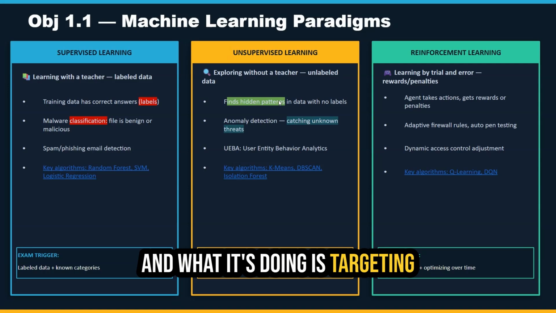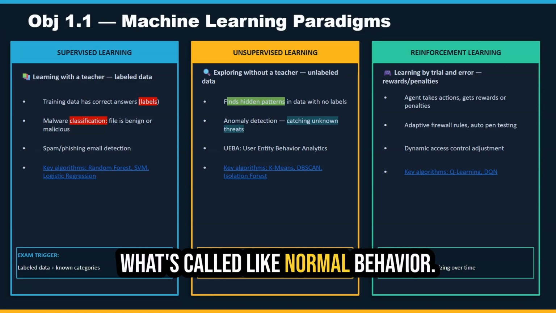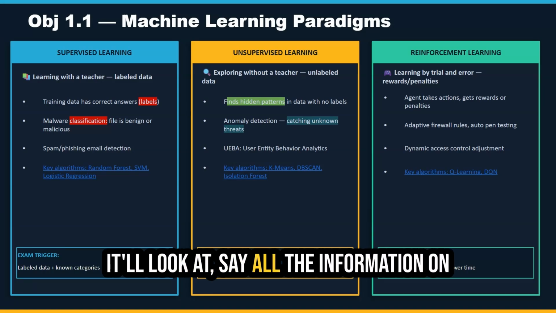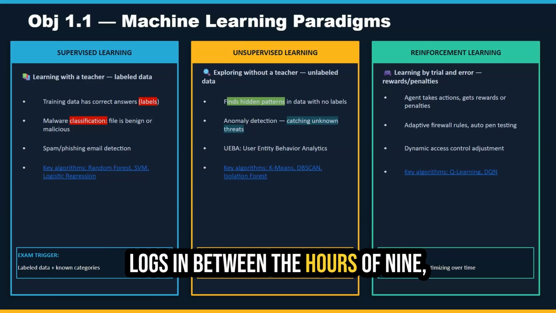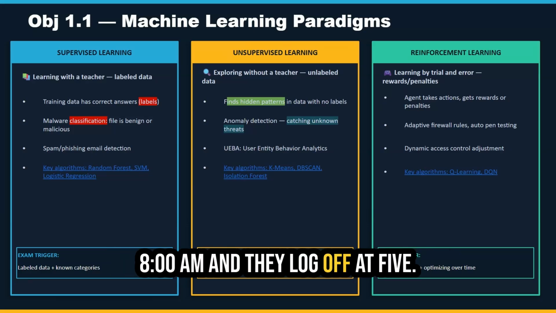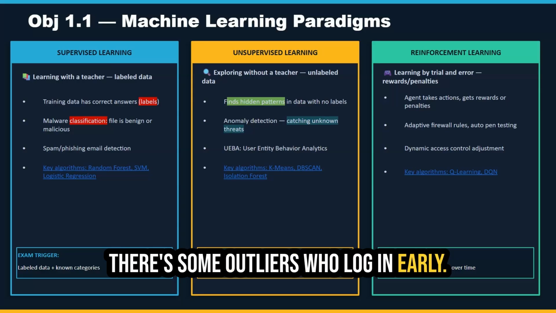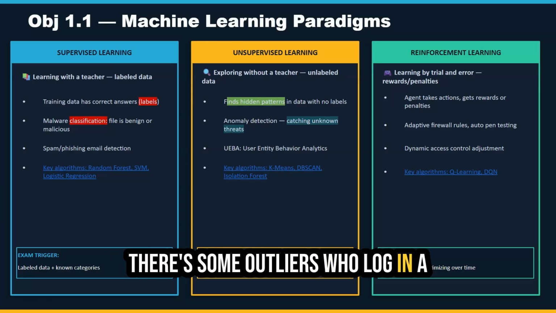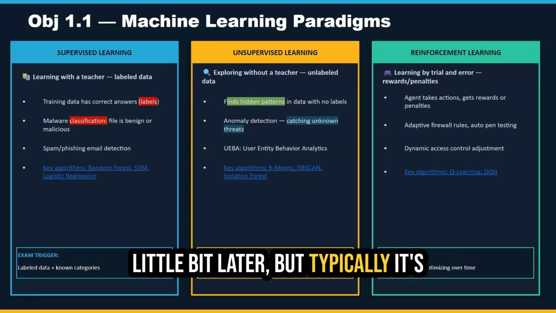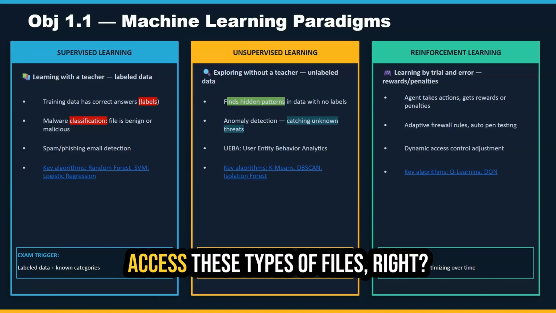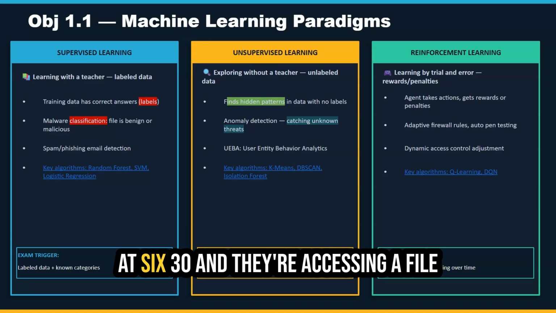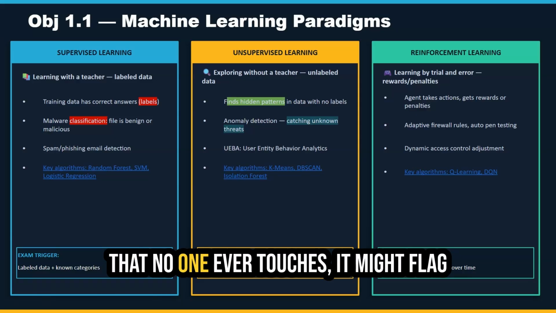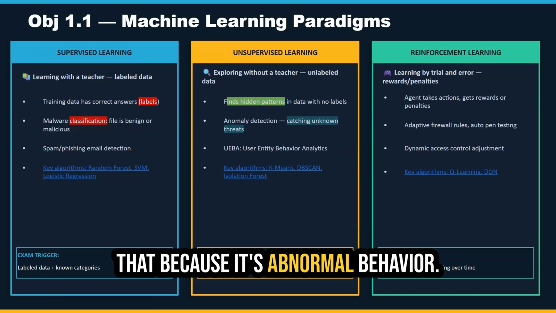What it's doing is targeting what's called normal behavior. It'll look at, say, all the information on your network and say, okay, everybody logs in at 9 a.m. and logs off at 5. There are some outliers who log in early, and some who log in a little bit later. But typically it's between these hours, and they only access these types of files, right? If there's an outlier who's logging in at 6:30 and accessing a file that no one ever touches, it might flag that because it's abnormal behavior.